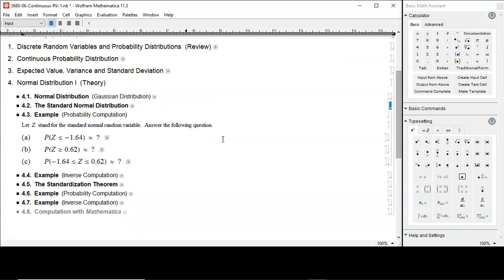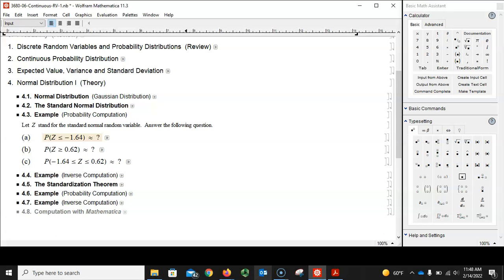All right, here's a nice example. Probability that z is less than or equal to negative 1.64. Probability that z is greater than 0.62. And then in between, okay, nice problem. And let's do all those using the normal table. So negative 1.64, shaded to the left.